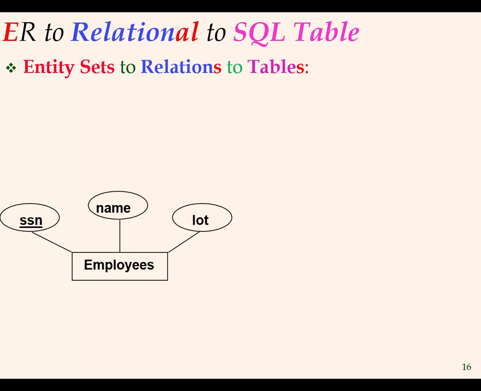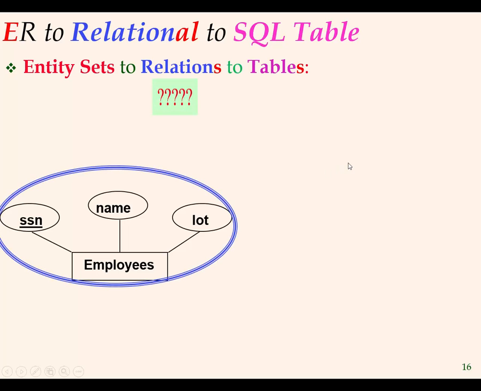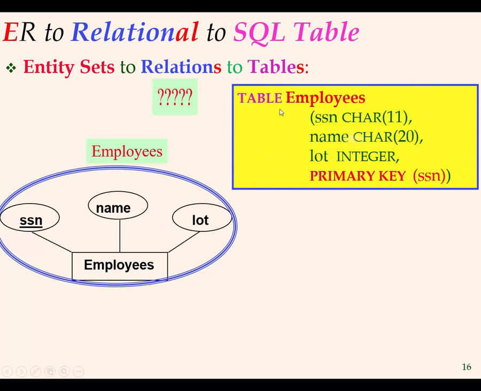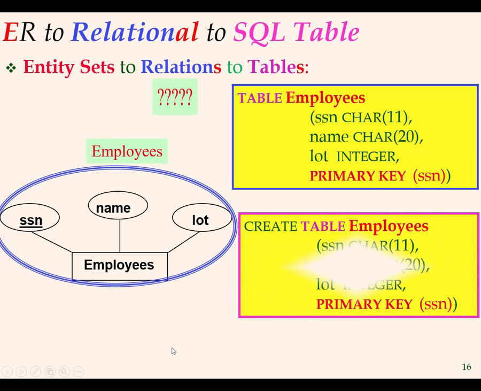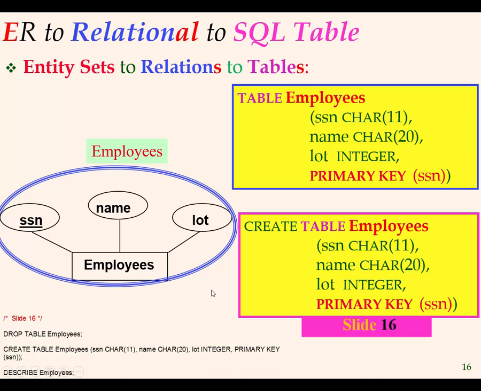Now, let's take a step back. So this is the ERD. This is an entity set with three attributes. One is underlined. To convert to a relation, remember, place the oval, label it, and then use the table format for the relational table employees. That's your relation name, and you have SSN, name, and lot, with primary key SSN. If you want to create the SQL for it, you just put the create. Everything else will be the same.